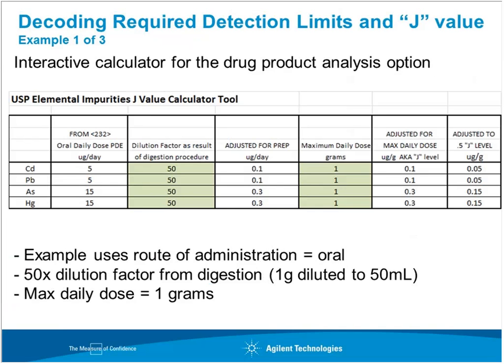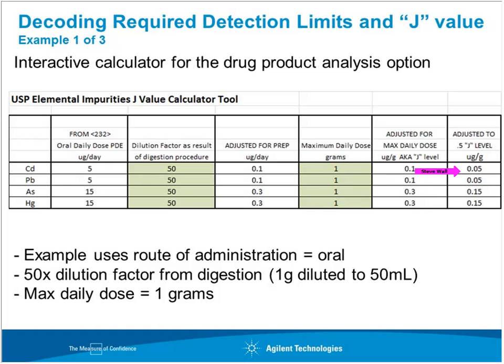And then we also have to insert the maximum daily dose. So if the maximum daily dose was only 1 gram, we can see that the J level for cadmium is going to be 0.1, for lead 0.1, arsenic 0.3, and mercury 0.3. But those that are familiar with the method will know that we have to be able to see accurately at 0.5 J. So we then need to cut that level in half so we can see the required detection limits for this particular scenario.